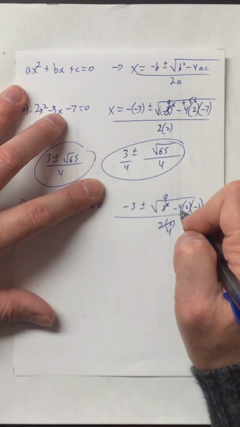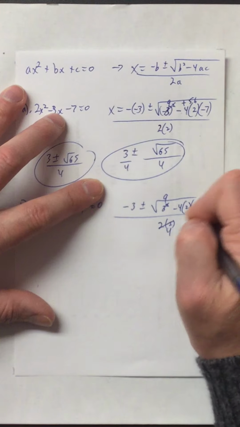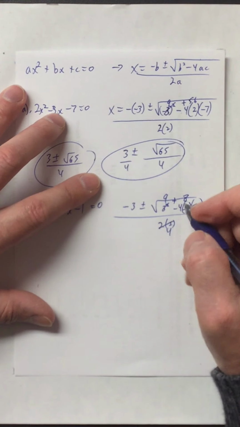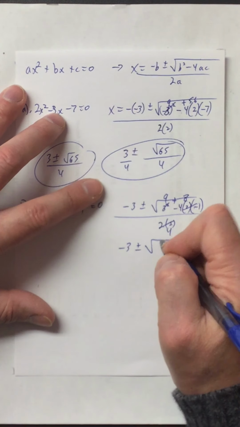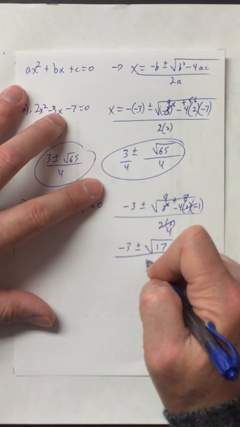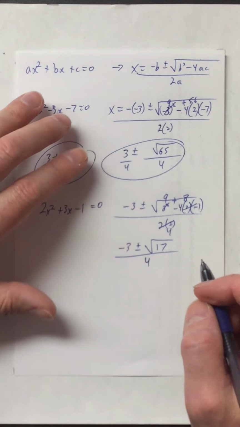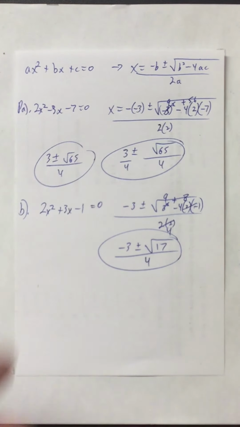This here, -1 times 2 is -2, right? So -2 times 4 is, that becomes +8. So it looks like that gives me -3 plus or minus the square root of 17 over top of 4. Doesn't really look like much else can be reduced. And so that is my answer right there.